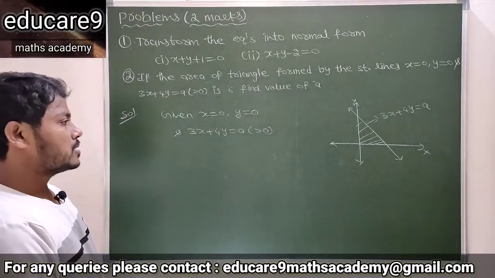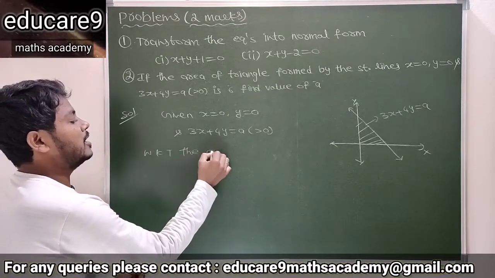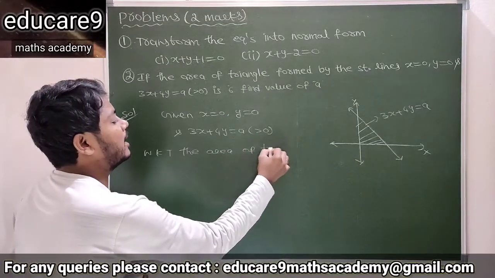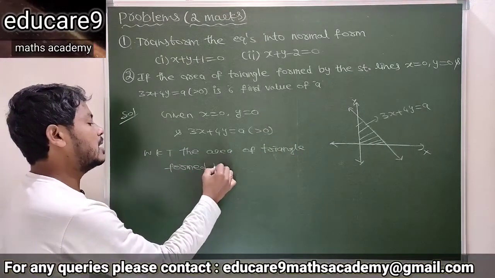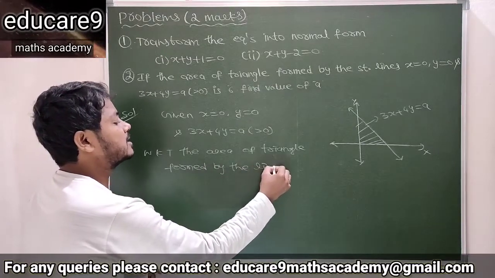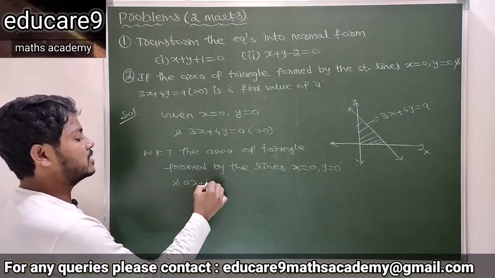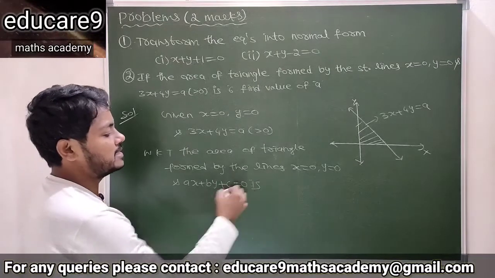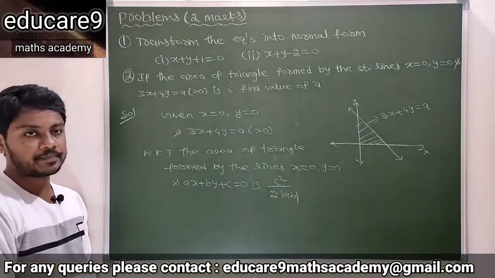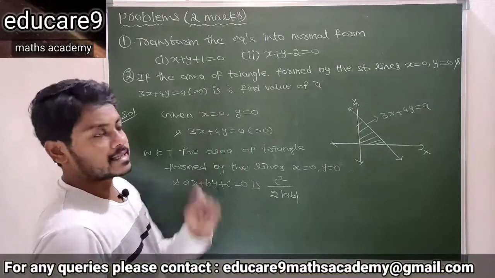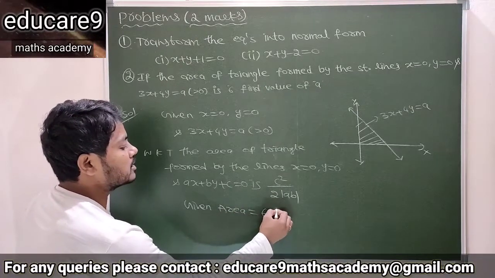See here, you know that the area of the triangle formed by the lines x equals 0, y equals 0 and ax plus by plus c equals 0 is c square by 2 into mod ab. Now the given area is 6 square units.